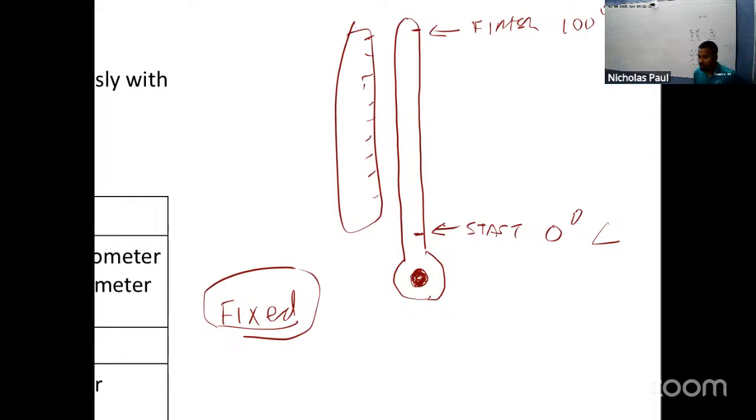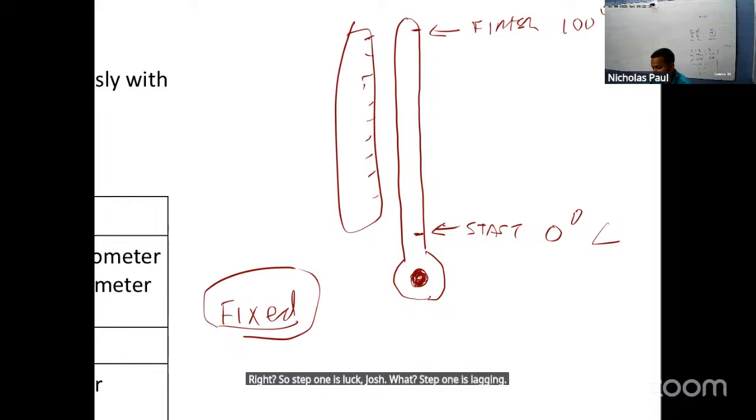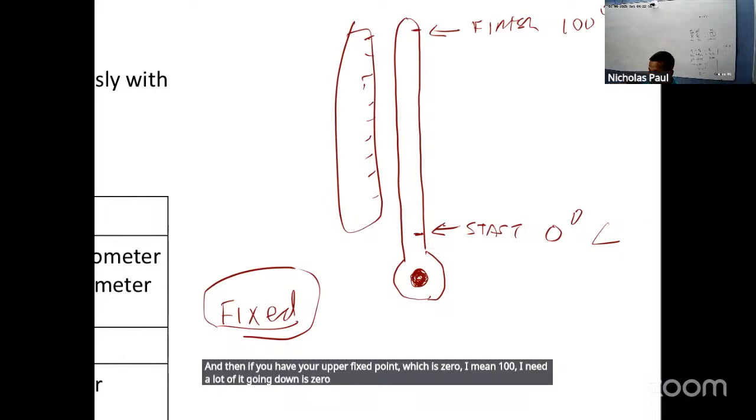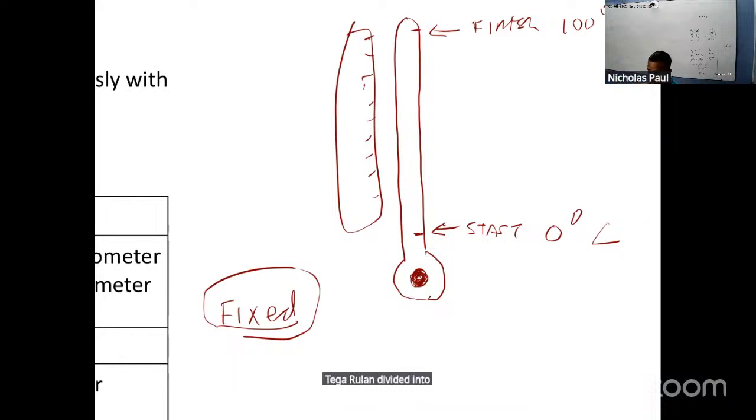So your step one is what? Find your upper fixed point and find your lower fixed point. That's all. If you have your upper fixed point, which is 100, and your lower fixed point, which is 0, all you have to do is take a ruler and divide into 100 equal markings.